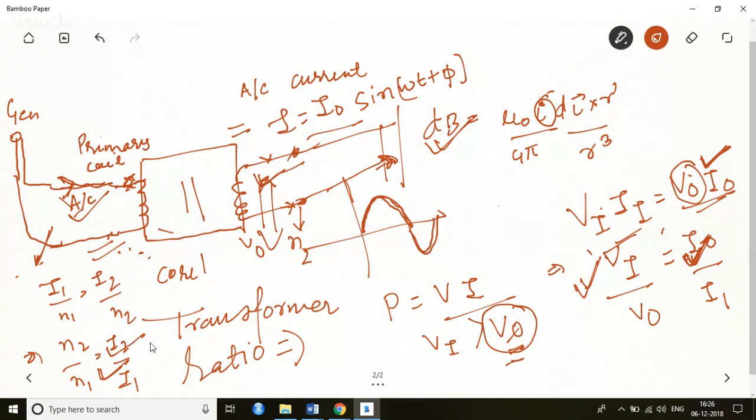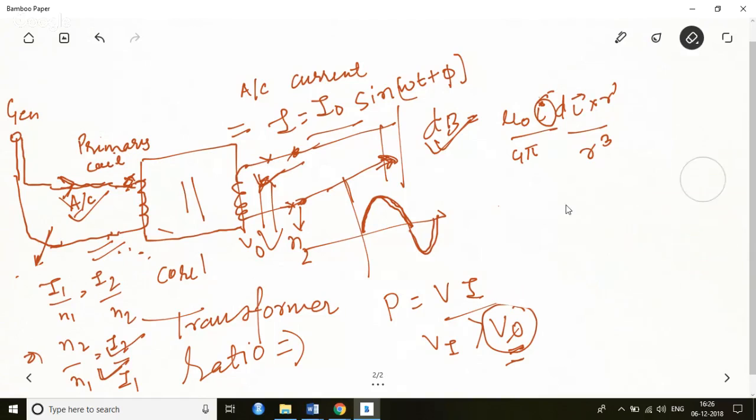Now in that particular scenario, or in the case of a transformer, look here. What I told you initially is that generally, when the current comes from the generator, I need to reduce the current on the other side, on the secondary side.